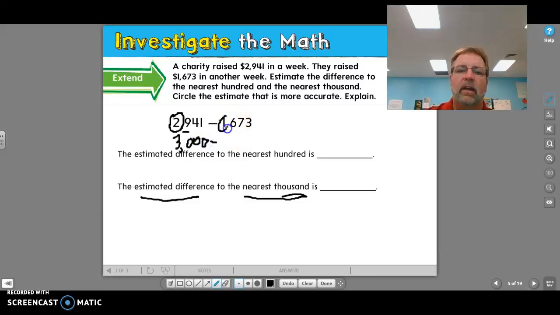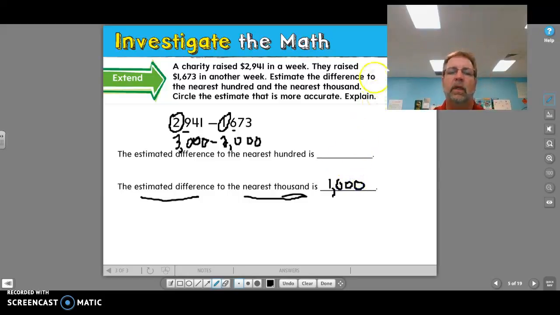The 1 is in the thousands place. The digit to the right is 6. So that means we're going to move that up. So now we've got two easy numbers, 3,000 minus 2,000. Boy, that's simple enough. It's 1,000 because 3,000 minus 2,000 is 1,000.